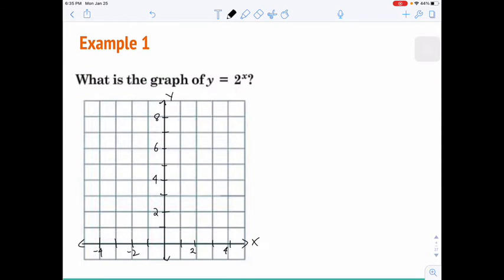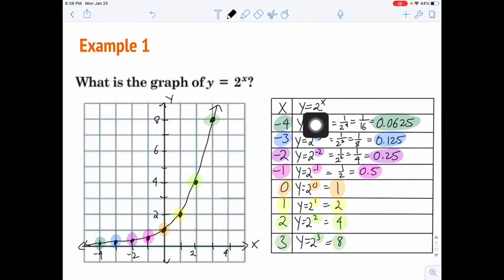Example 1 says, what is the graph of y equals 2 to the x power? To graph y equals 2 to the x power, we can make a table of values. Normally we don't have this many values, but to figure out the actual shape of an exponential function, we're going to use some extra values.